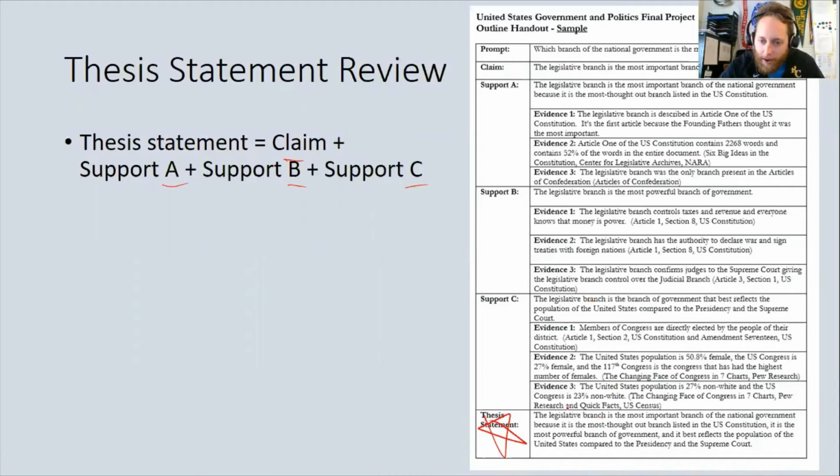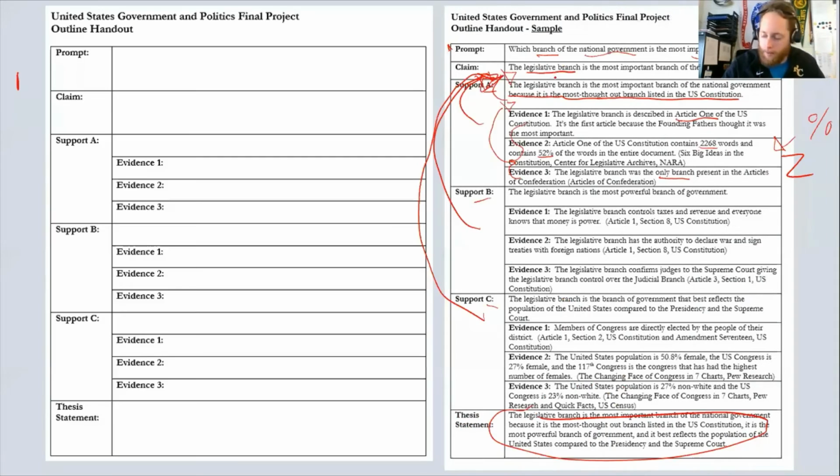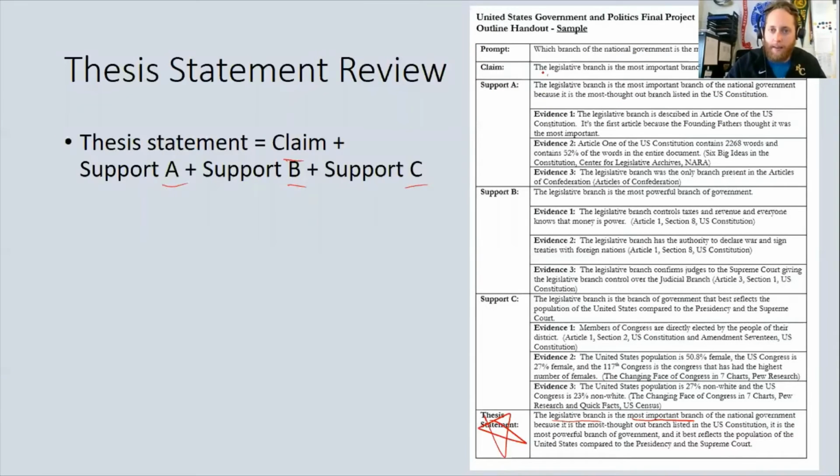The legislative branch is the most important branch of the national government. Again, I'm trying to incorporate the question in as best I can, and I also have my claim up here at the top to help me out. So the legislative branch is the most important branch of the national government because it is the most thought out branch listed in the U.S. Constitution. So there's A. It is the most powerful branch of government, which if you look up here, I talk about how it's the most powerful branch.